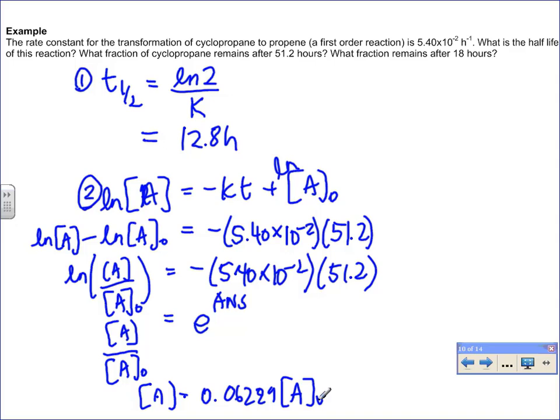Okay, so you can do a similar example for what remains after 18 hours, and you get 2.64 of A naught.